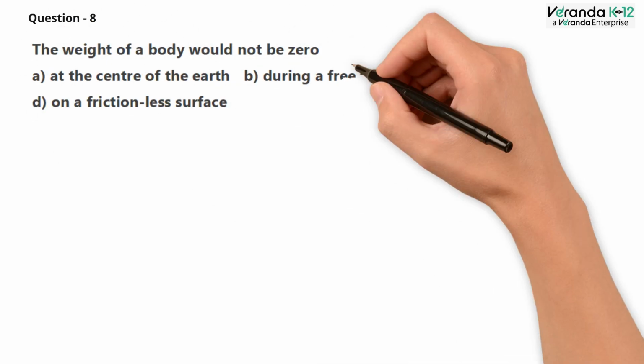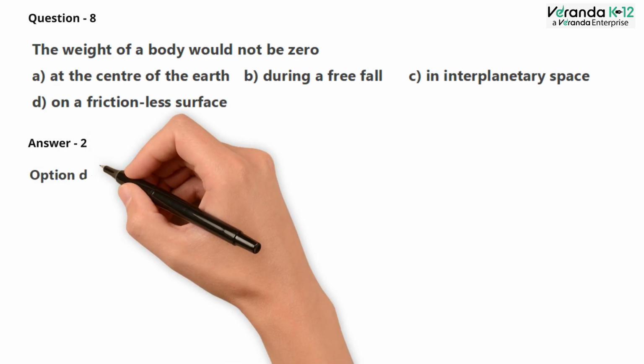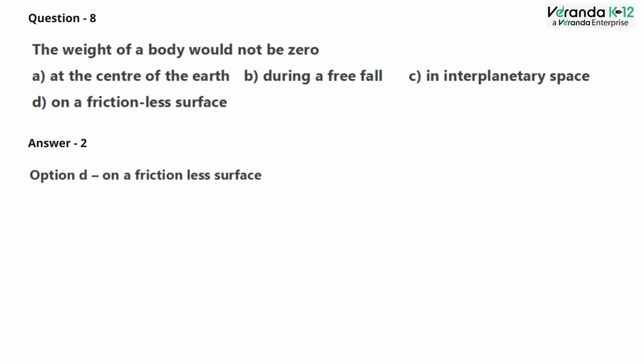Question number 8. The weight of a body would not be 0: A. At the center of the earth. B. During a free fall. C. In interplanetary space. D. On a frictionless surface. And the answer is option D, on a frictionless surface. This is because in all other cases listed in the options, the weight is going to be 0.